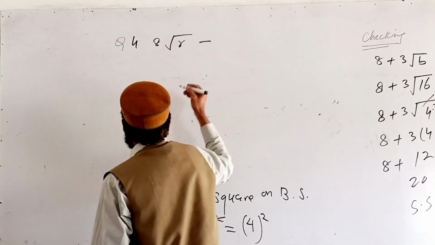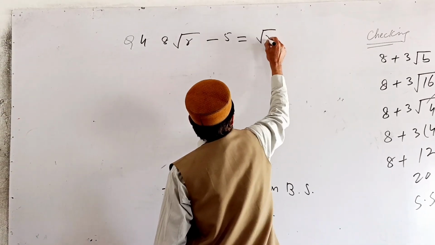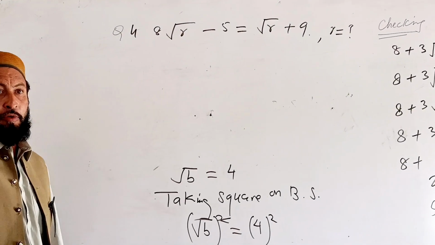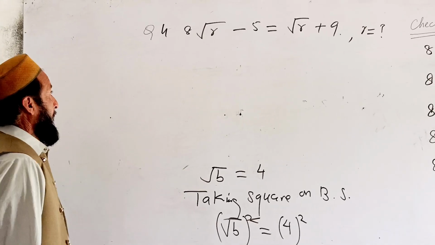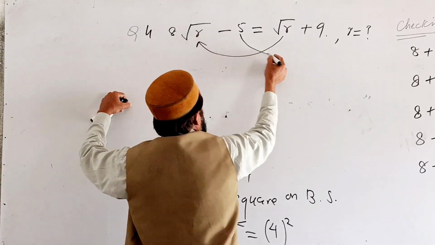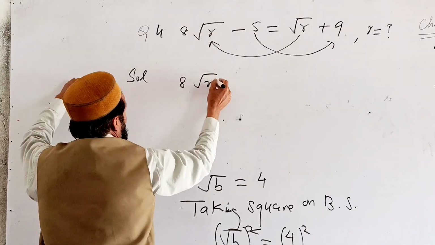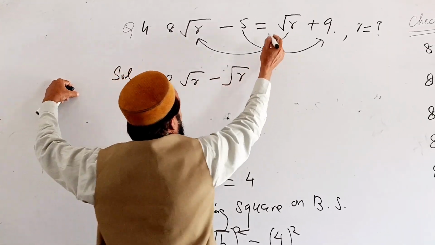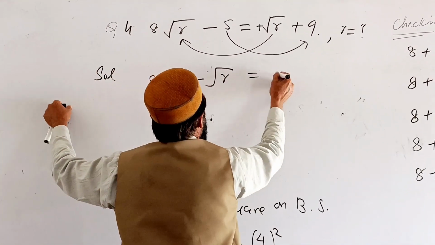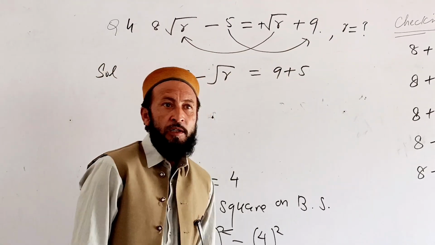Now another question, we try question number 4. 8 under the root of r minus 5 is equal to under the root of r plus 9, and how can we find the value of r, which is unknown? So now we also separate the variables and constants from each other. Now 8 under the root of r, minus the root of r, whose positive sign is transferred to the left side and its sign is also changed, and here 9 plus 5, sorry, that one is plus 5.